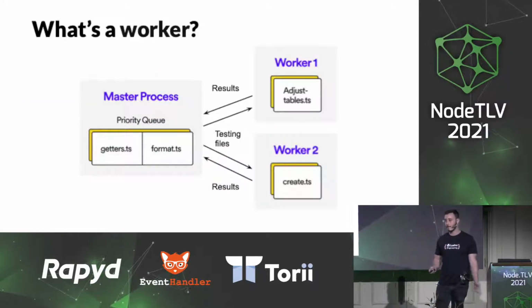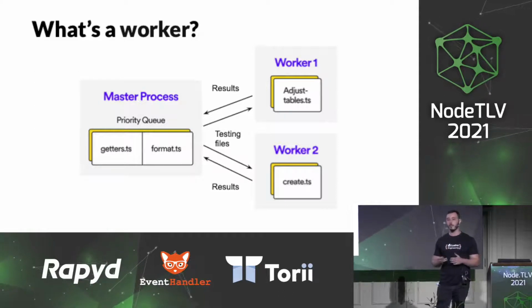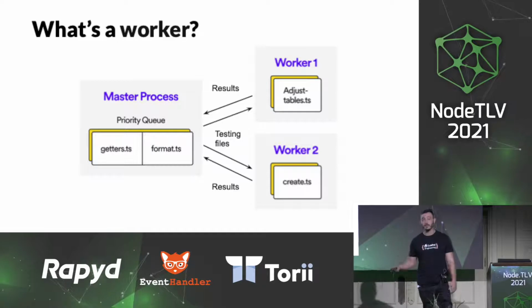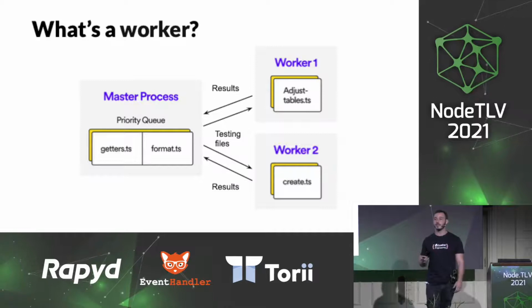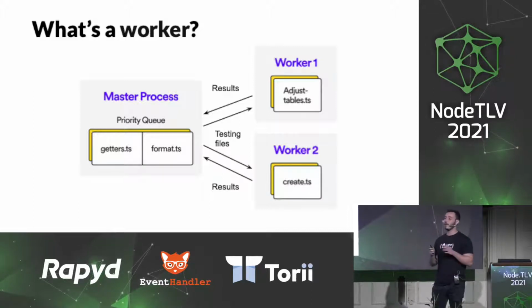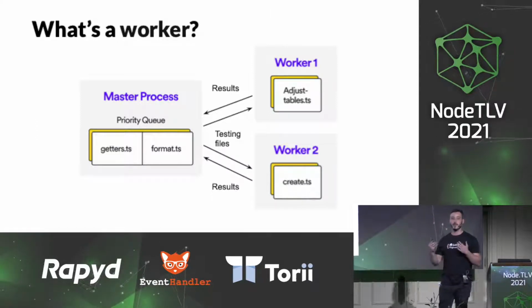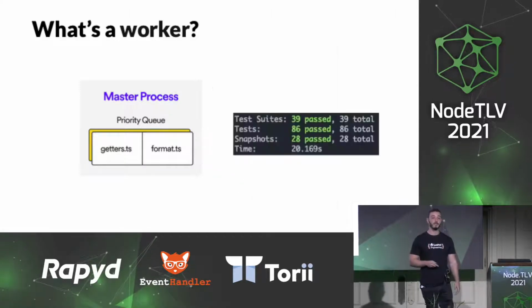So what's a worker? Well, when we start our testing framework, we create a new process. We're going to refer to that as the master process or the main process. And those workers are actually sub-processes belonging to this main process. Now, the way it works is like this. Whenever a worker is available, it's going to receive a new file from the priority queue. Then it's going to execute the test within that file and report back the results to the main process.